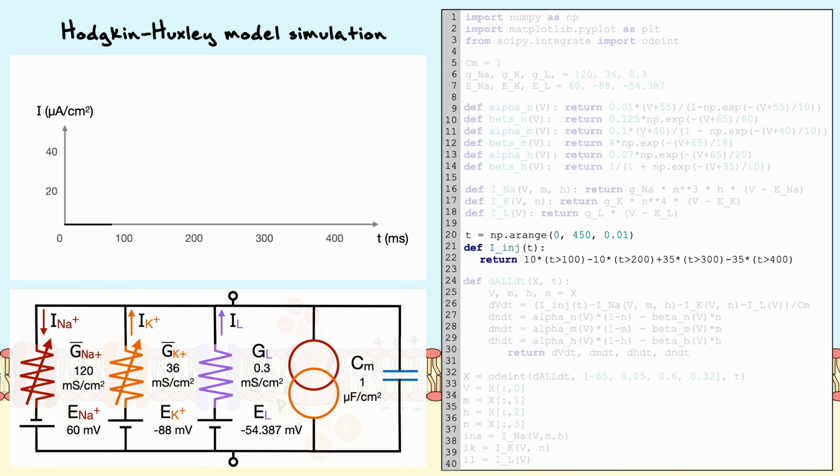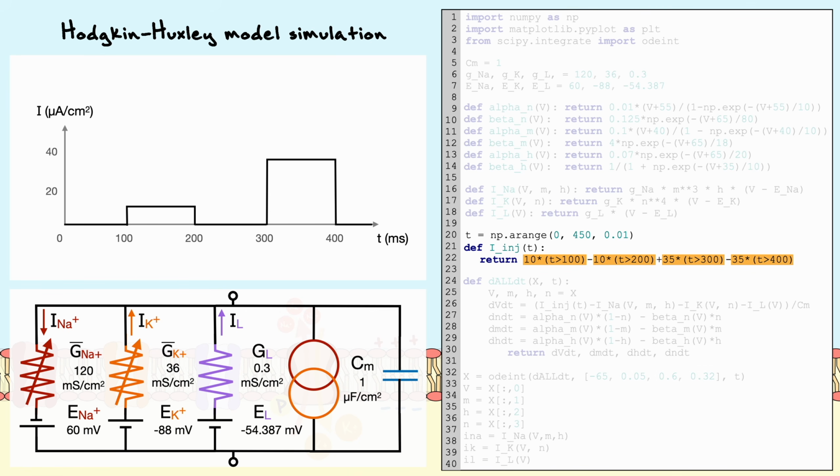In the first interval from 0 to 100 milliseconds, no conditions are matched, so the injected current returns 0. As the time surpasses 100 milliseconds, the first condition will be met and a current of 10 microamperes per centimeter square will be sent. Then, after 200 milliseconds, the current will stop due to the second condition. Between the 300 and 400 millisecond interval, the same logic applies, but this time the value of the current goes up to 35 microamperes per centimeter square.